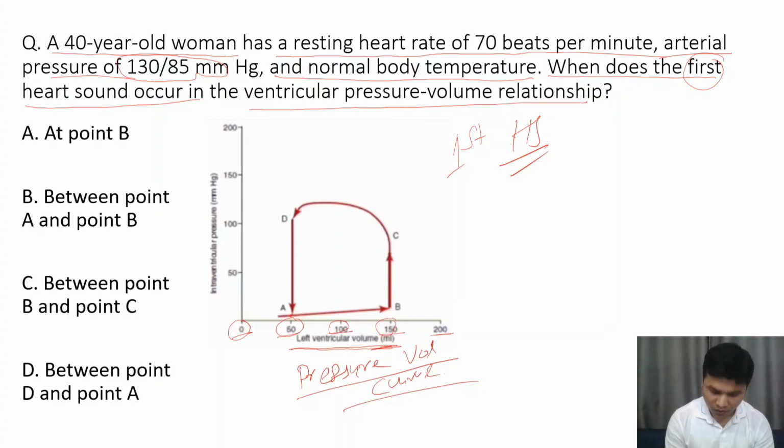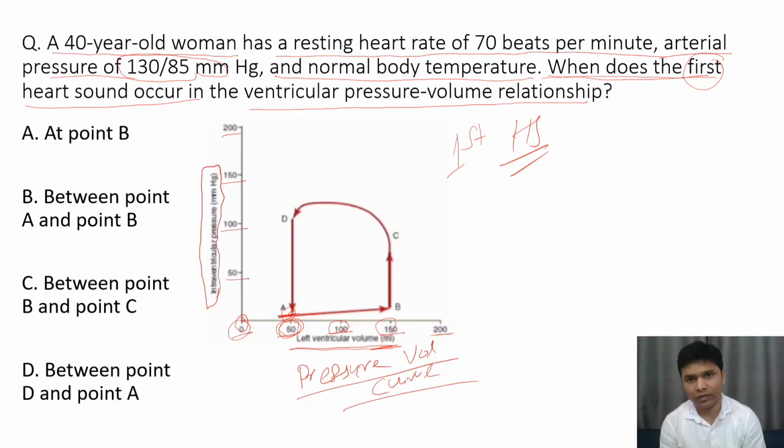And what is the pressure? Pressure in millimeter of Hg. At this point you can say volume is around 50 ml in the left ventricle. So this is talking about the left ventricle only. Volume is 50 ml and pressure is almost zero, slightly more than zero. And this volume is actually the end systolic volume, and then diastole will start.